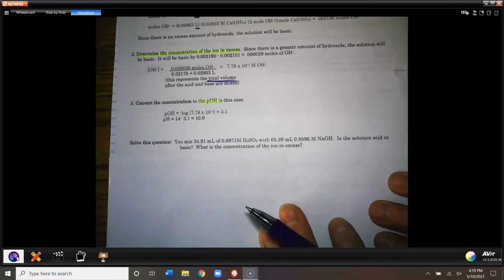So here's another sample. You see it on the bottom of your organizer. Here's another practice problem. I have the answer underneath the sheet. What I want you to do is pause the video, try and solve this one on your own. Pay attention to the number of moles. Look at what you have. You've got H2SO4 and NaOH. So pay attention when you're figuring out moles of H plus and moles of OH minus.